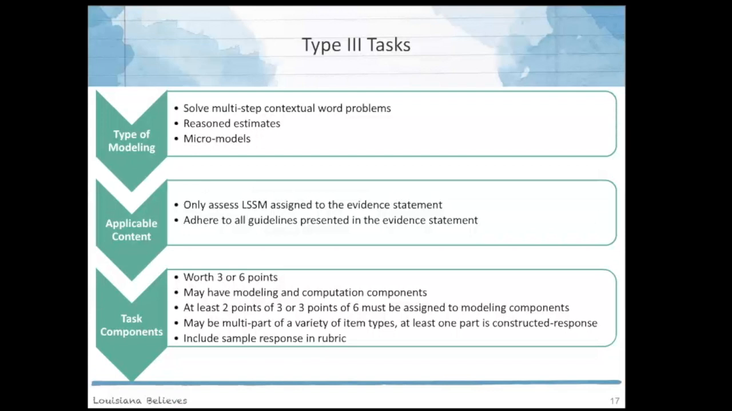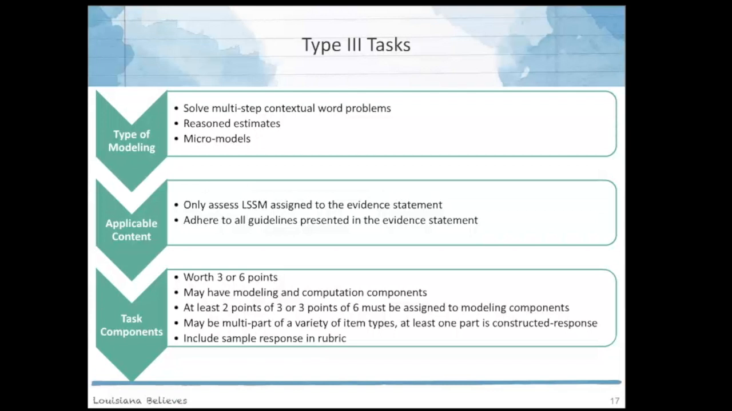Okay, so for type 3 tasks, again, we start with a graphic organizer, and it starts with the type of modeling that we're expecting the student to be able to demonstrate. So solve multi-step contextual word problems, reasoned estimates, or micro-models are some of the primary types of modeling that we would ask for.